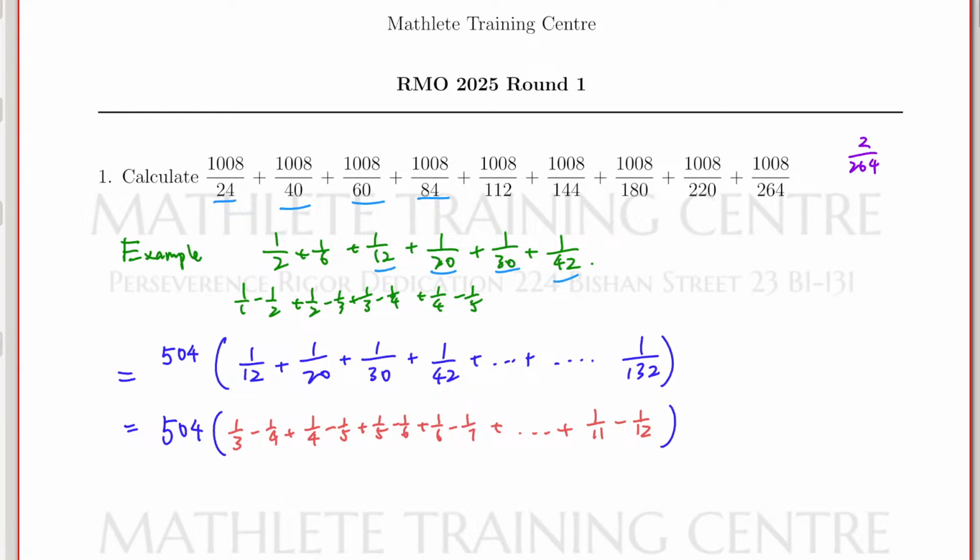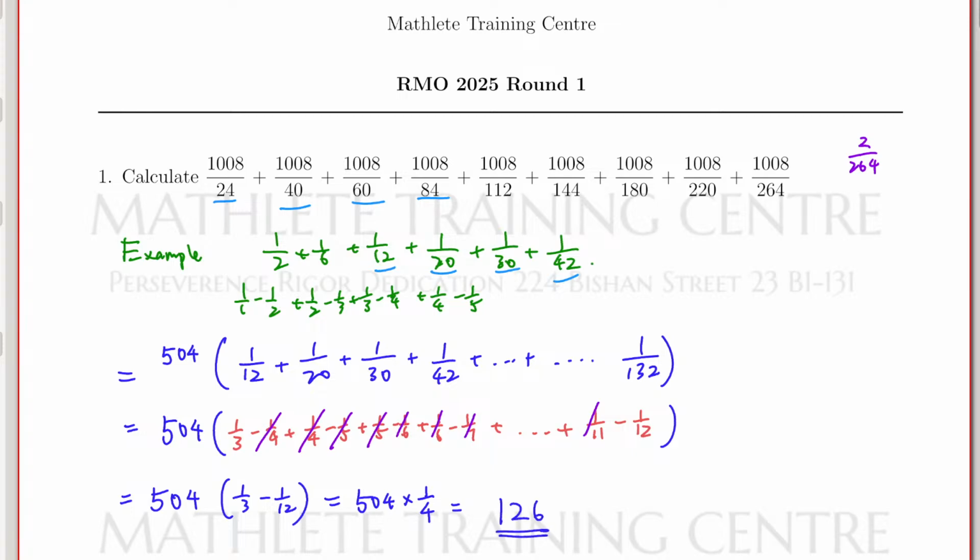When we write it in this way, you can see I can cancel out a lot of terms in my expression. Cancel out minus 1 over 4 plus 1 over 4, minus 1 over 5 plus 1 over 5, and so on. And then I'm left with 1 over 3 minus 1 over 12 in my expression. So here you can calculate 1 over 3 minus 1 over 12, that equals 1 over 4. So it's 504 times 1 over 4. If you divide this by 4, then you get exactly 126 as your answer.